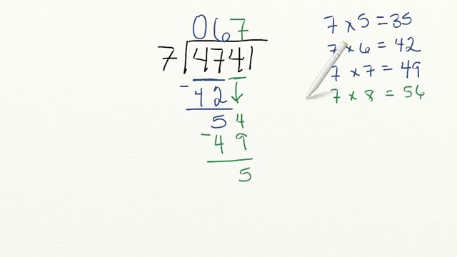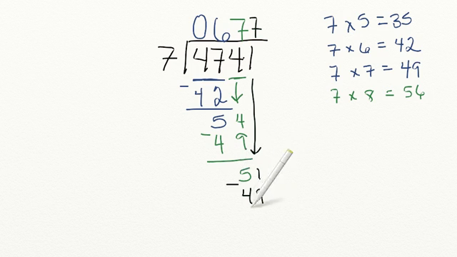So now we're ready to bring down our last place value. How many times can 7 fit into 51? 7 can fit into 51 7 whole times. 7 times 7 equals 49, and when I subtract down, that gives me a remainder of 2. Now remember, it's very important to keep all of your place values lined up.